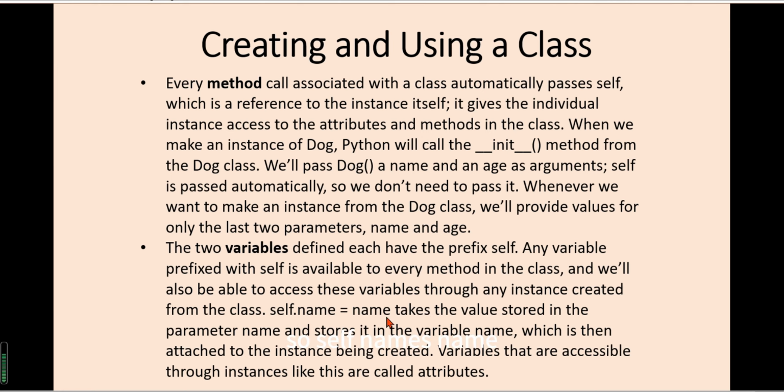So self.name takes the value stored in the parameter name and stores it in the variable name. This name is actually the user input when we create an instance of class Dog, and this statement assigns this value to the attribute name. This is actually an attribute of this dog, and this is attached to the instance being created. So variables that are accessible through instances like this are called attributes.